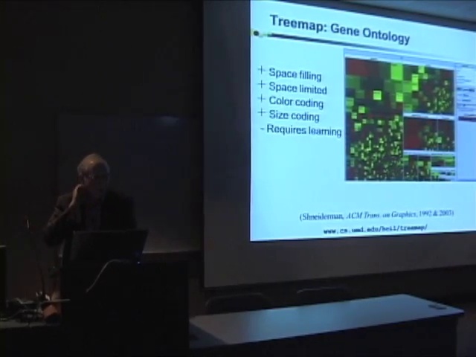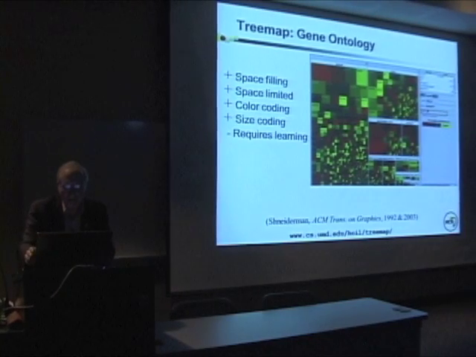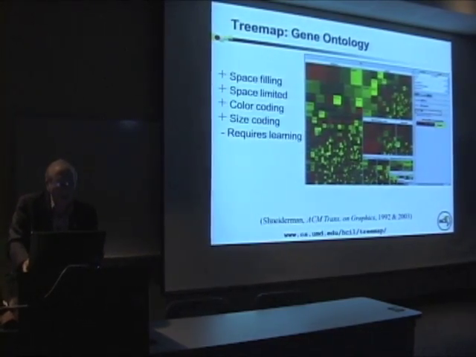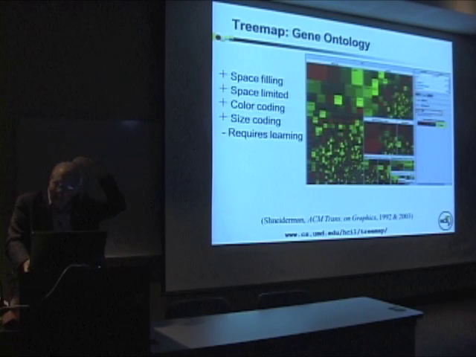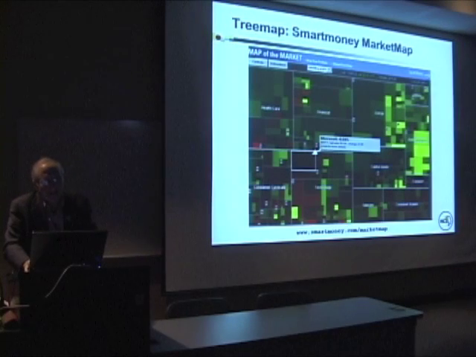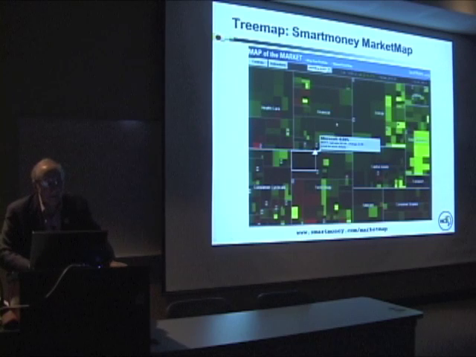And just say a few words about tree maps, a favorite topic of mine. Thanks to Robert for mentioning it. We had developed this idea in 1990, 91, 92. It got a lot of popularity when in 1999 Martin Wattenberg made the Smart Money Market Map, which shows you 600 stocks. And this is free on the web still.